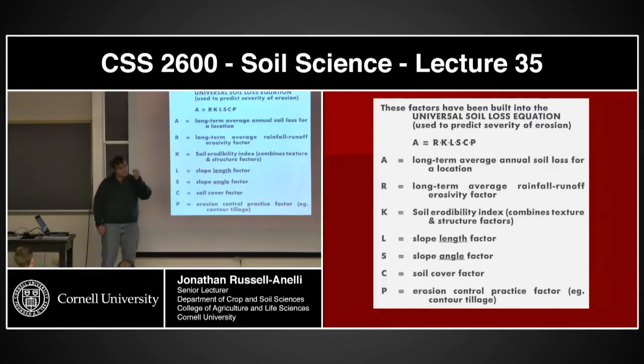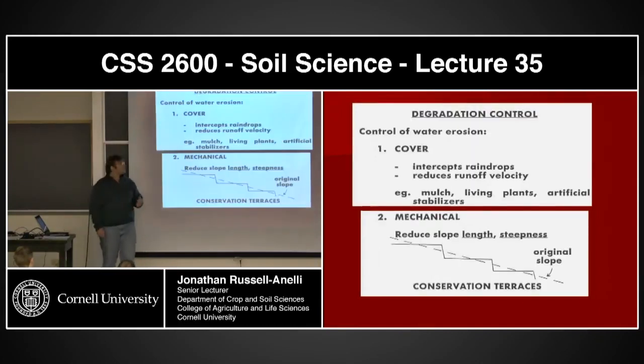If you're thinking about managing erosion, these are the types of things you have to think about. I have to think about how much rainfall is coming. I have to think about the slope and the angle of my slope. I have to think about what type of vegetation cover I have on that landscape and how I'm in fact going to manage that landscape. So let's start with cover, the control of this erosion.